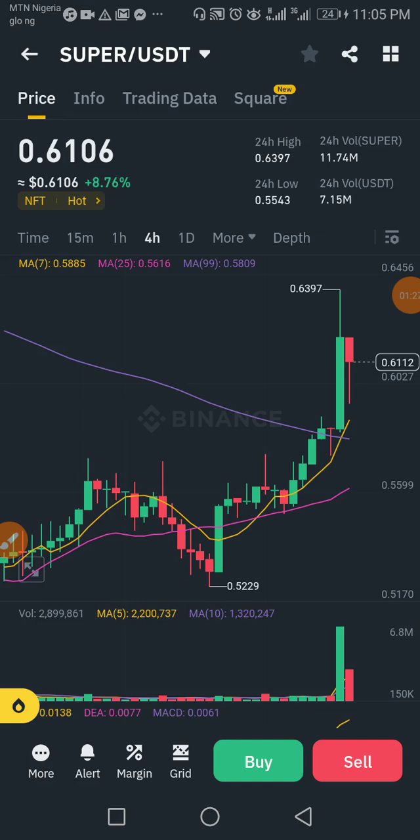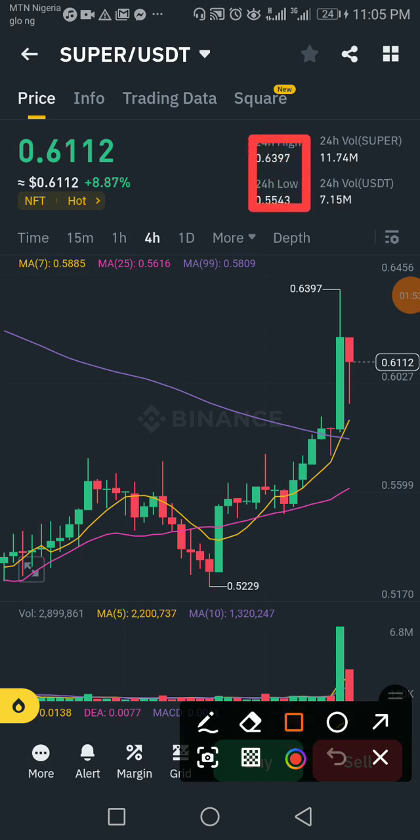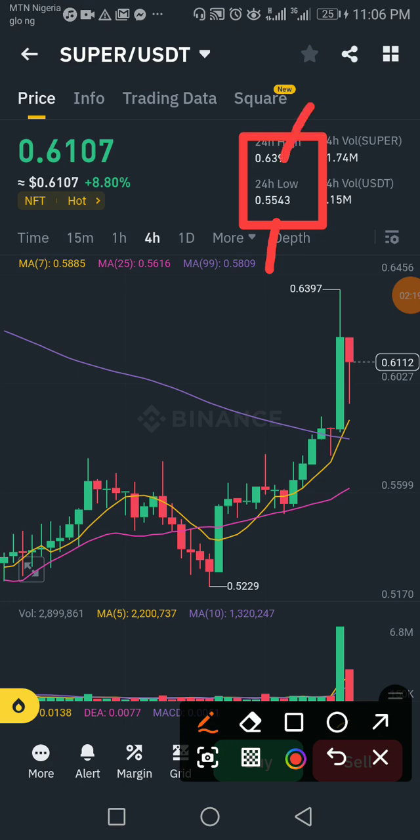On the trade section, Super against USDT seems to be trading at 0.6106 per Super against USDT. So the arbitrage here is we are going to look at the 24 hours high and the 24 hours low, which is over here. Let me draw it in a way you will be able to see it clearly. This is the 24 hours high and 24 hours low, and this is the volume. This is the rate it reached in the last 24 hours when it dropped, and this is the rate it reached when it was up.